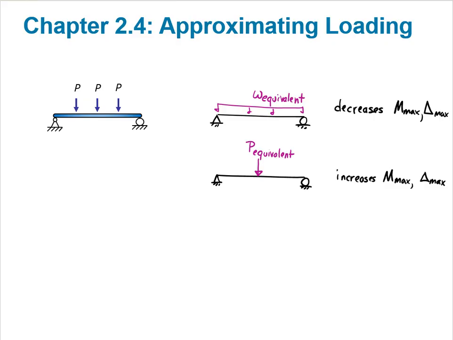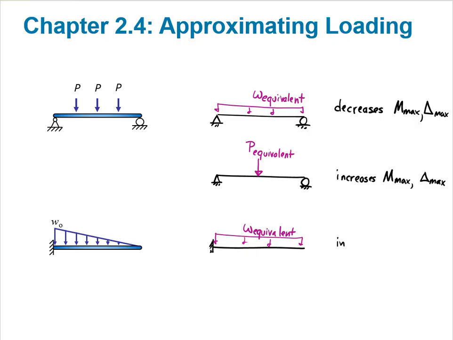This holds true for cantilevers also. Consider this cantilevered beam with a triangular distributed load. The equivalent uniform load would be omega naught over 2. To make this change, we are moving some of the load away from the support and out toward the free end. Therefore, the peak moment and displacement should increase. Indeed, they do. The peak moment increases by 50% and the peak displacement increases by 87%.